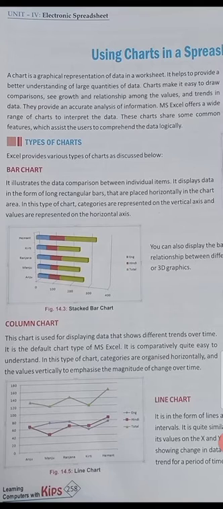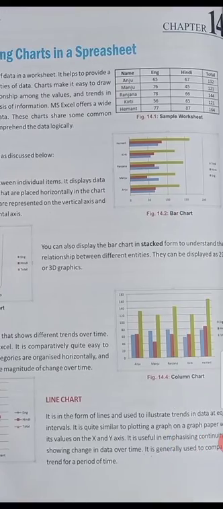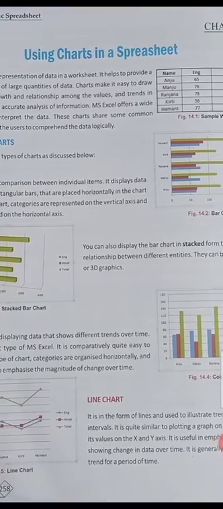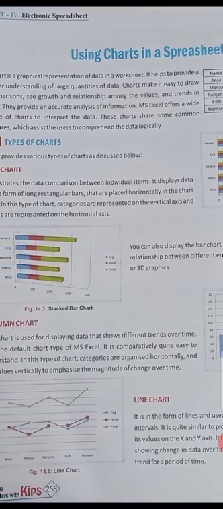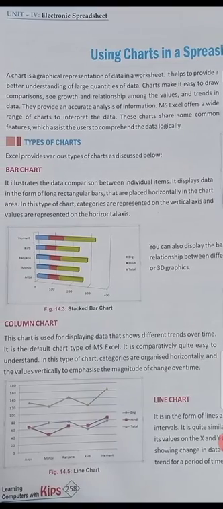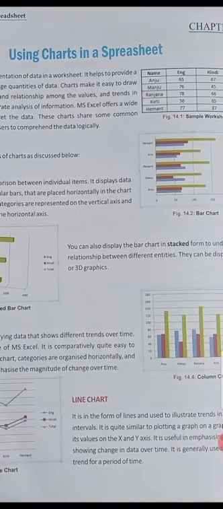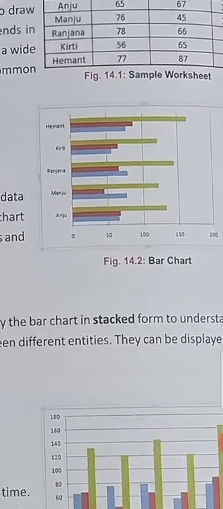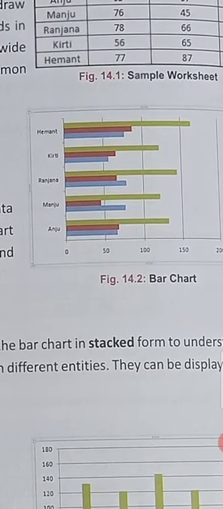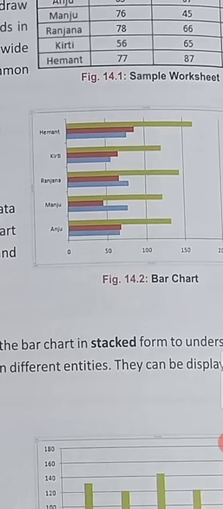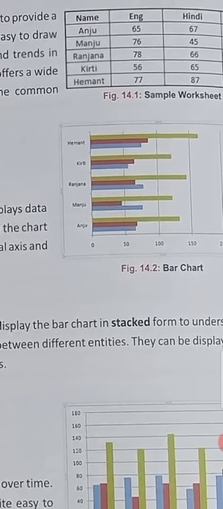Types of chart. Excel provides various types of chart as discussed below. Bar charts. It illustrates the data comparison between individual items. It displays data in the form of long rectangular bars that are placed horizontally in the chart. In this type of chart, categories are represented on the vertical axis and values on the horizontal axis. This is a bar chart, with horizontal bars.